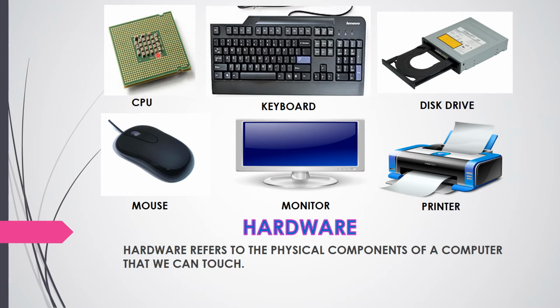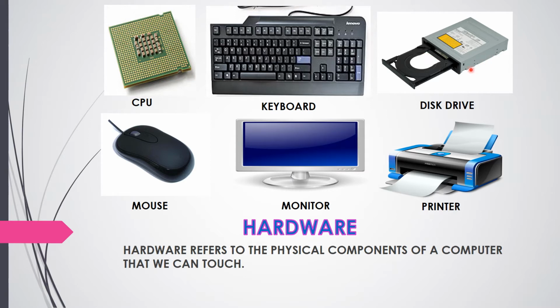Now what is CPU? CPU is Central Processing Unit. It is the part of a computer in which operations are controlled and executed. It is also known as processor. It is the brain of the computer where most calculations take place. Next is keyboard. Keyboard is an input device which is used to enter symbols like letters and numbers into a computer.